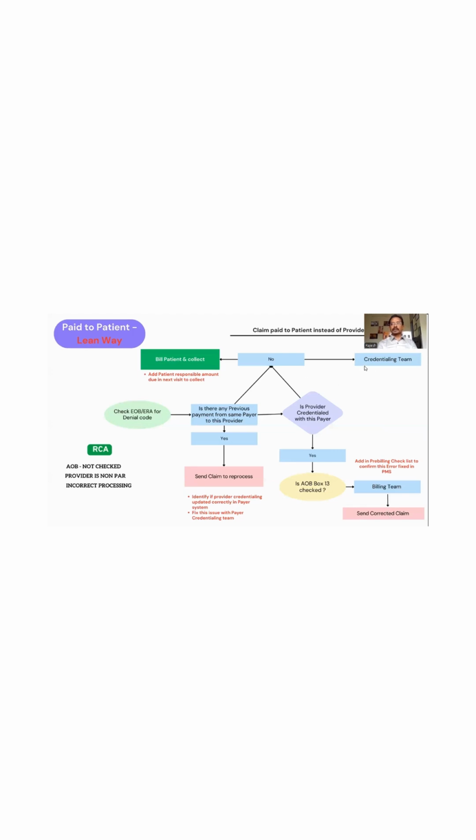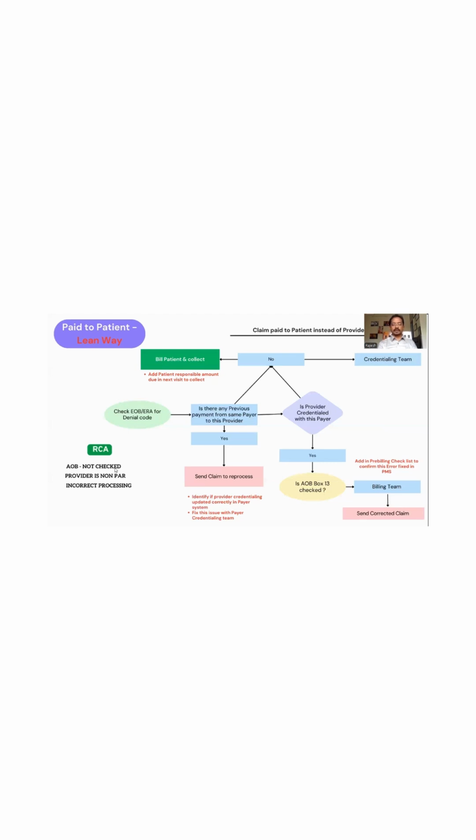And the third one, whenever you know that a provider is non-par and it is going to be paid only to the patient, what do you need to do? You have to start collecting the patient amount in the next visit. Usually we collect all the patient responsibility amount, including copay, co-insurance, and deductible, and we inform the front-end team to collect. In that criteria, add the paid-to-patient scenario also and start collecting it.